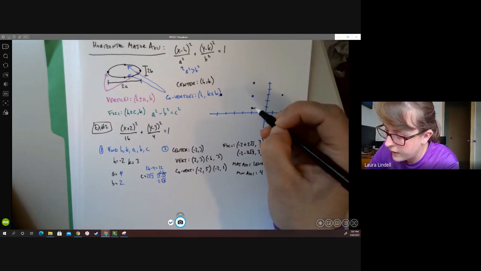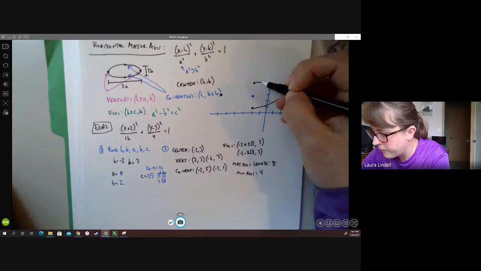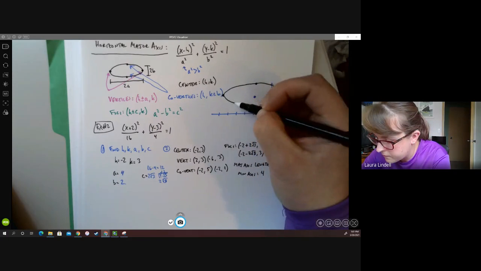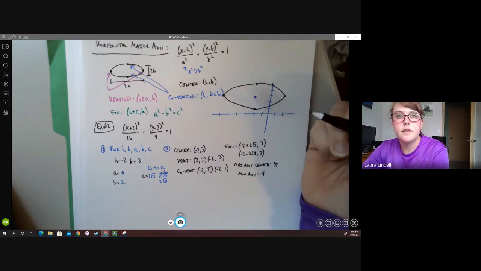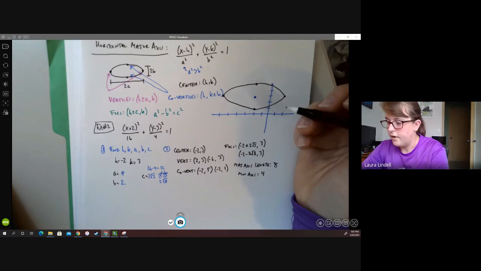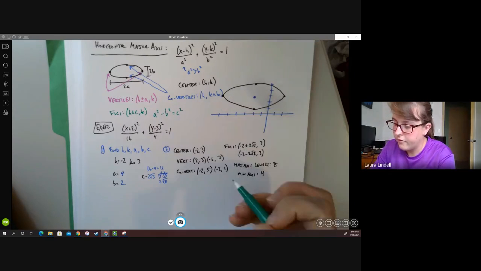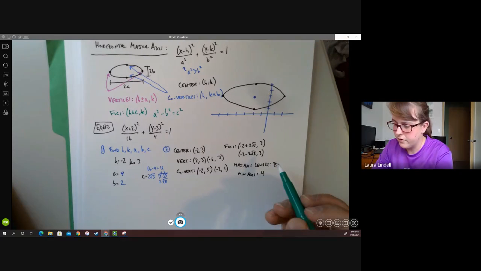And then from here, we can really just draw the graph. And then I have just drawn a weird eye. Then finding the foci is a little bit more difficult on this one.